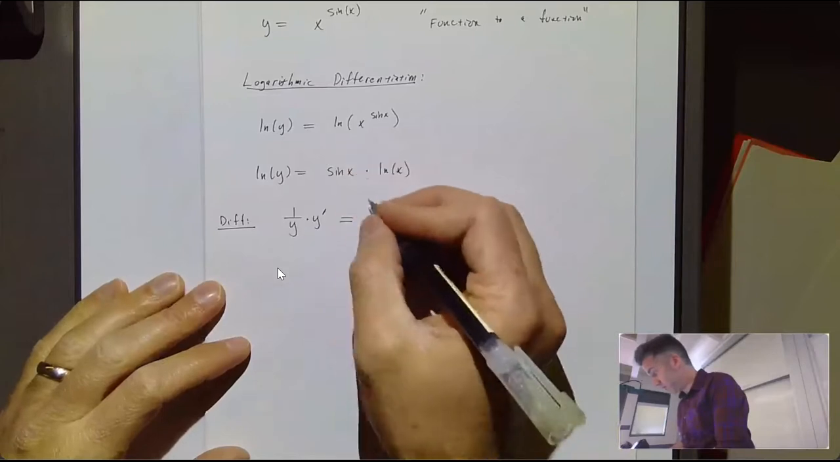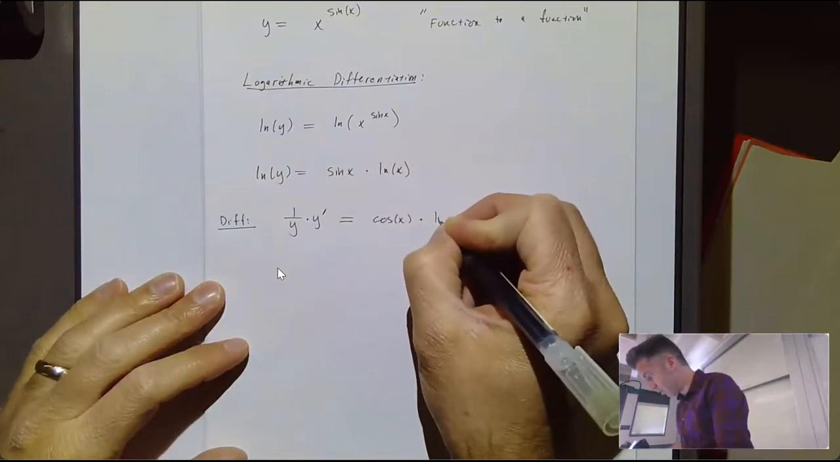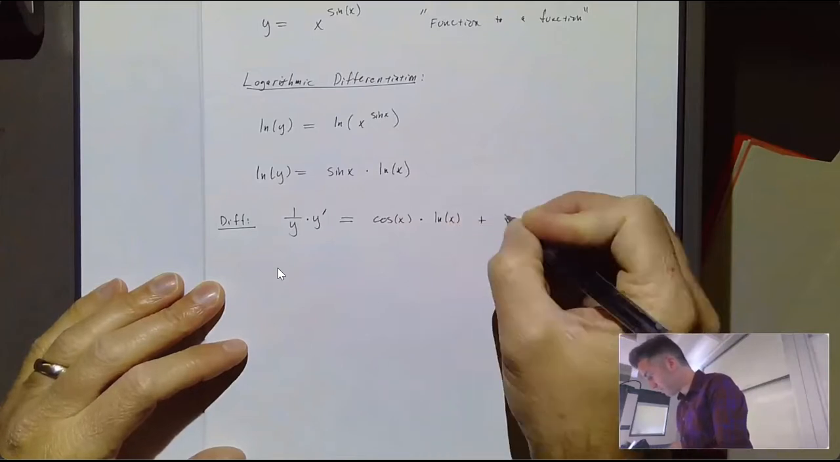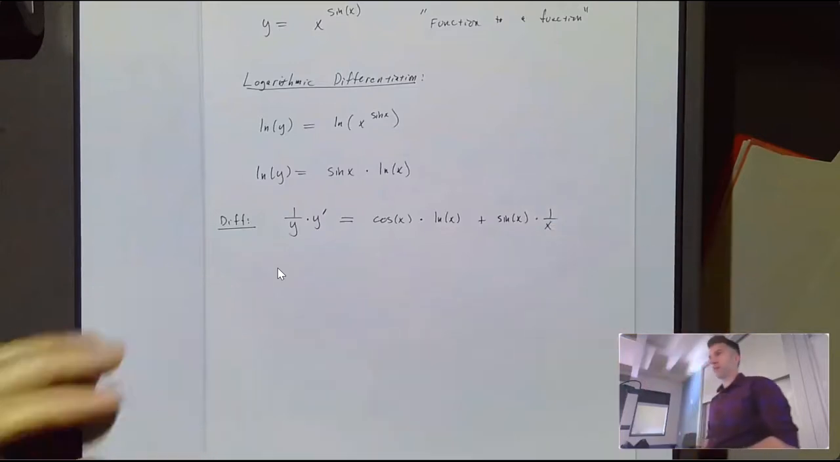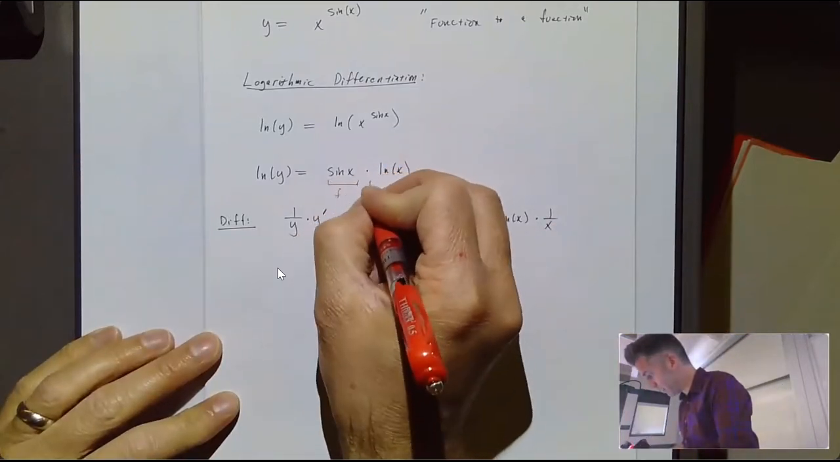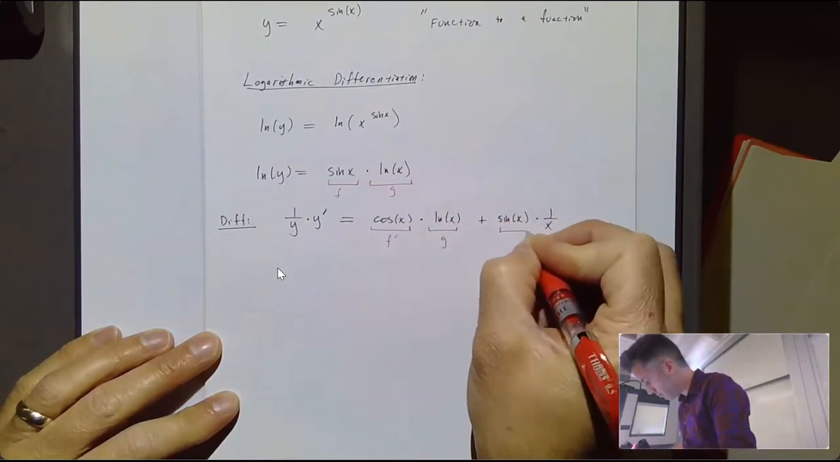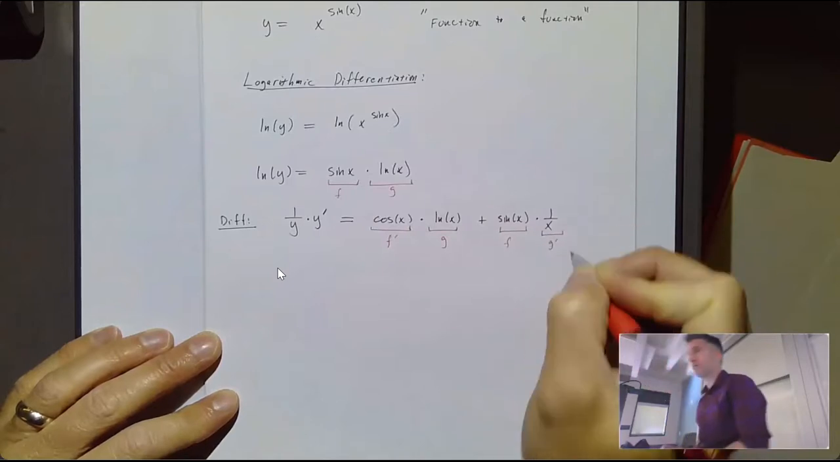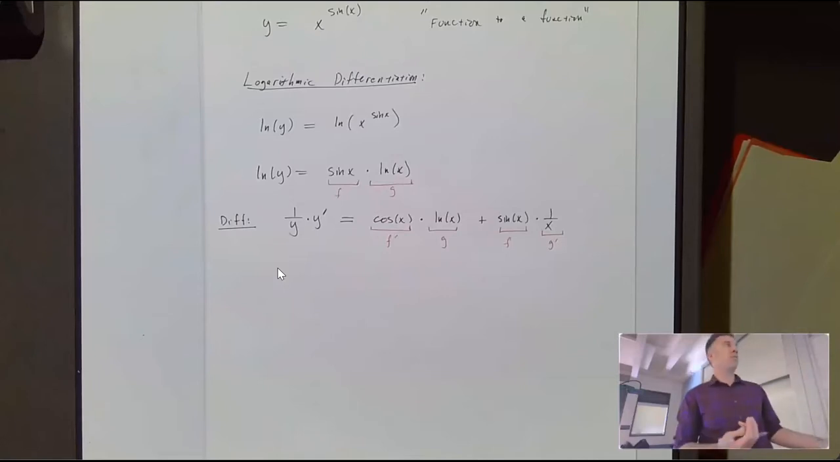So the derivative here is going to be cosine of x times the natural log of x plus sine of x times 1 over x. Right, just thinking of that as f, and that's g. Little product rule. You can do this last part in one step or two. I'm going to show it in two, but I would usually do it in one.